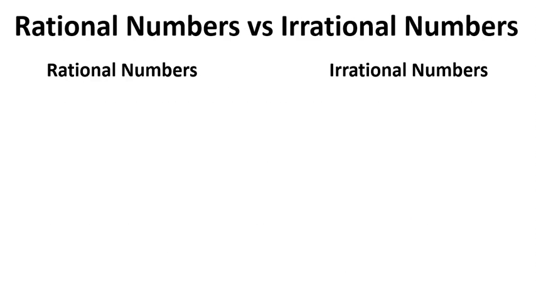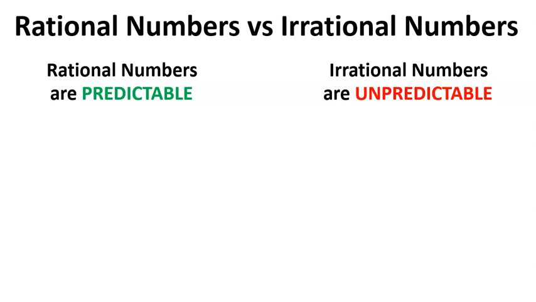So let's get into rational numbers versus irrational numbers and what they look like. So when it comes to rational numbers, they're predictable. So when you think about a person being rational, they make sense. They're predictable. And so with irrational numbers, they're going to be unpredictable. We don't know what they're going to do next.